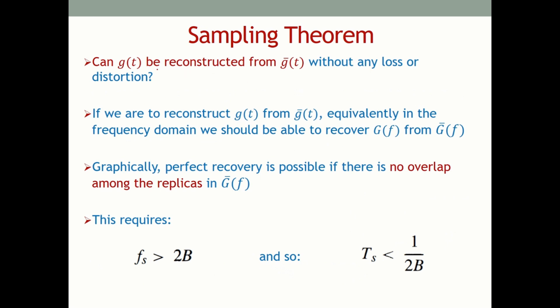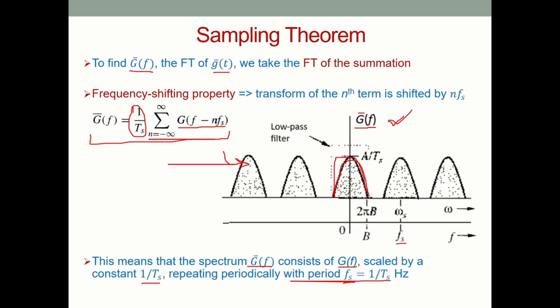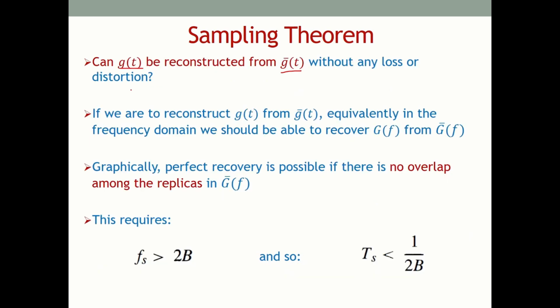Now the next thing is, can we reconstruct g(t) back from g dash t without any loss or distortion? The answer to this question lies in this spectral plot. As you can see, the spectrum of G(f) is only this part. So if we can use a low pass filter that can separate this spectrum, then at the output of the low pass filter we should get g(t). So this is the process of reconstruction.